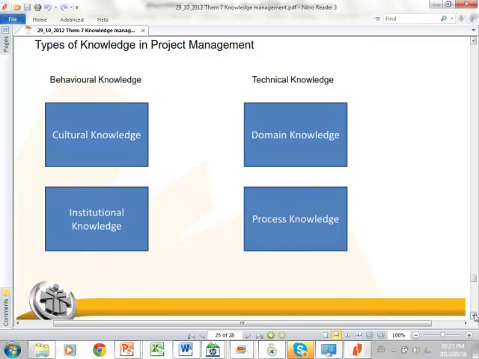Okay, then we have institutional knowledge. So that's the knowledge that the organization has, the policies. This is what you would write down in the policies and procedures. But there are also certain ways in which the organization operates. And if this isn't explicit, it makes it very difficult for a new person walking into the organization.